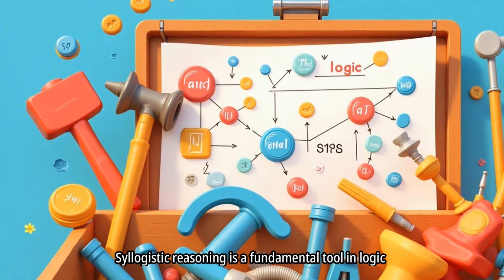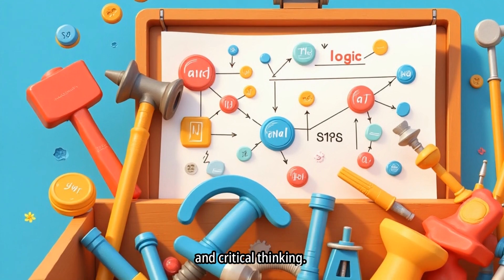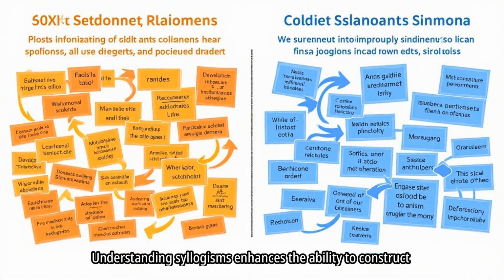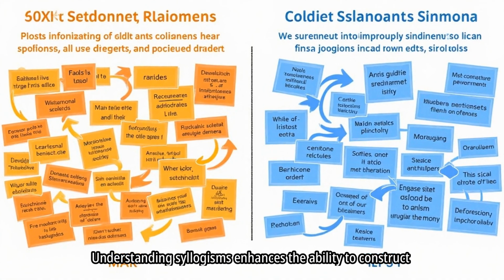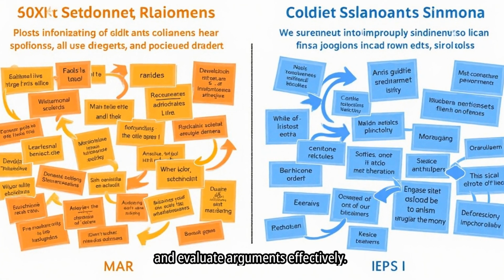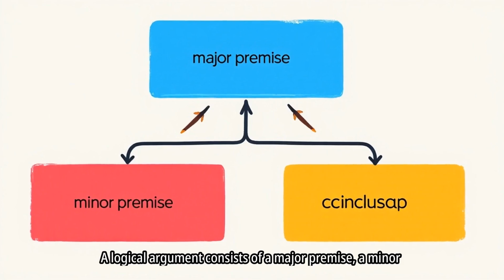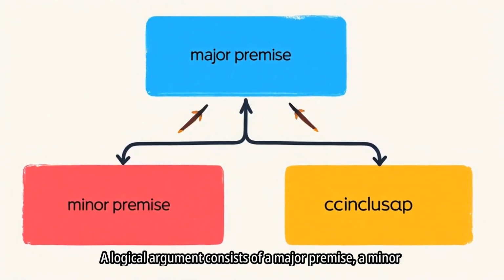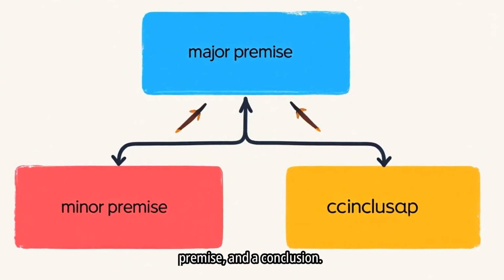Syllogistic reasoning is a fundamental tool in logic and critical thinking. Understanding syllogisms enhances the ability to construct and evaluate arguments effectively. A logical argument consists of a major premise, a minor premise, and a conclusion.